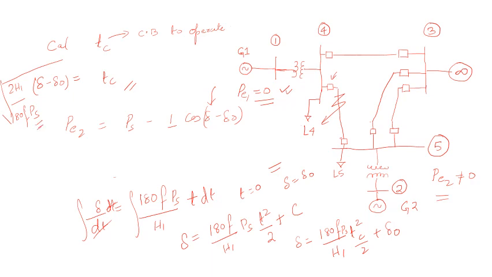Okay, so that is your accelerating power. So you can calculate tC is equal to 180, you can calculate like this: root under 2H1 upon 180 f, or H2, you can say H2 upon 180 f. Now this will be Ps minus Pe2. Okay, so here Pe2 is not 0, put it here, and it will be delta minus delta 0.